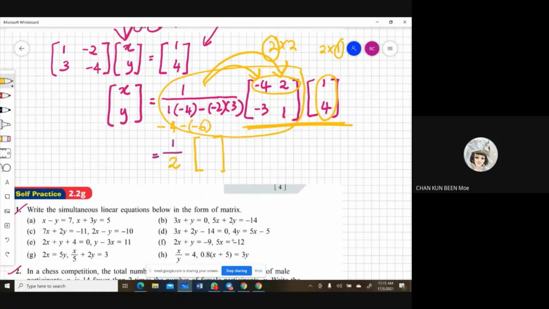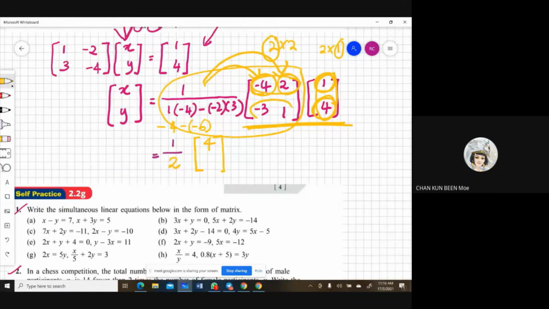Therefore, now we are going to do a calculation. Negative 4 times 1 is negative 4. Negative 4 plus 8 is 4. So you write down the 4 here.